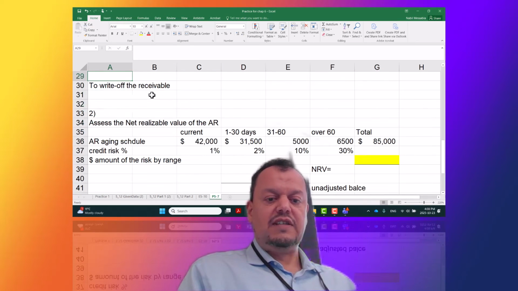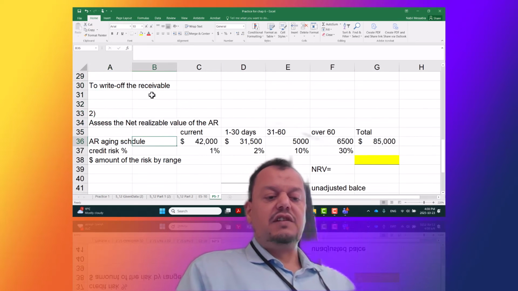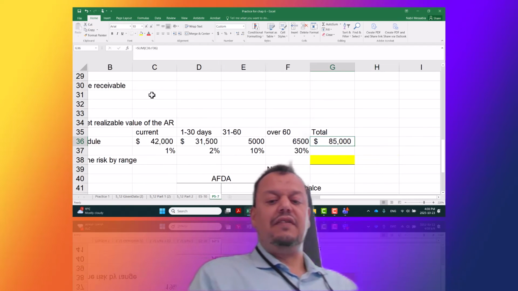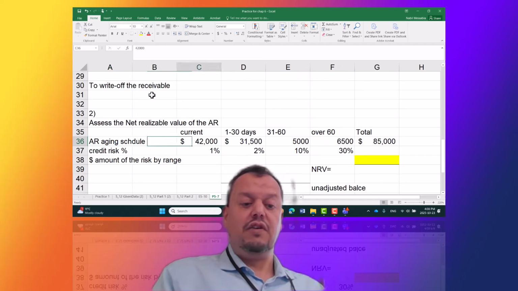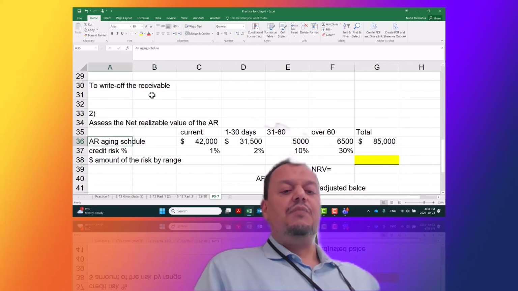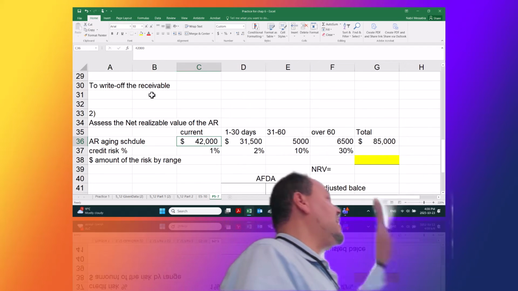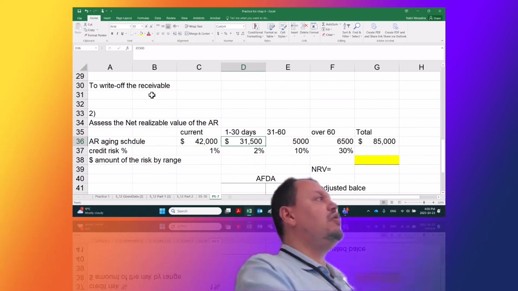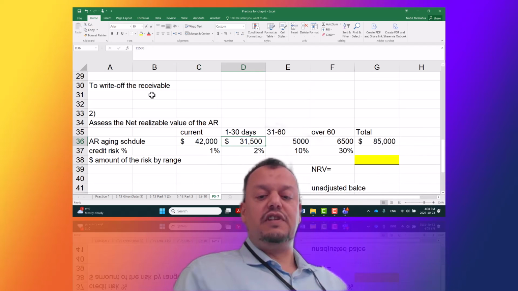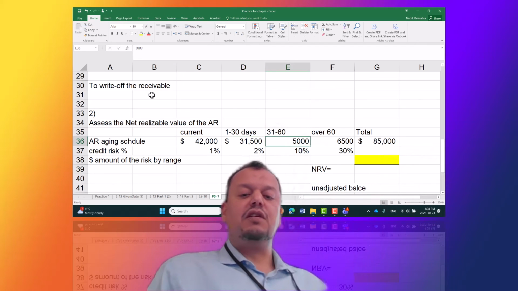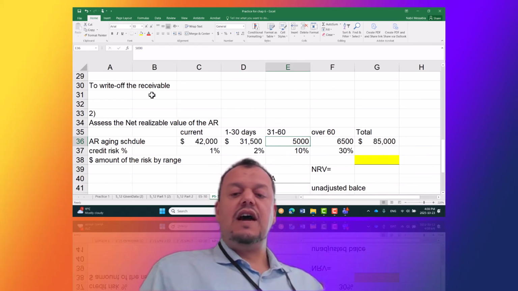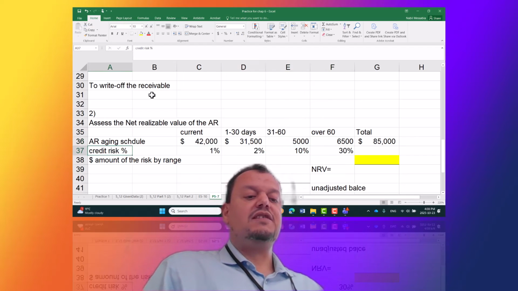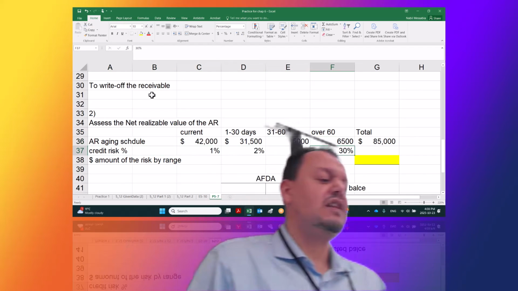I have the schedule here. Accounts receivable aging schedule. They have a total of $85,000 of receivables aging. There are 42,000 which are current, not yet due, 31,500 due 1 to 30 days, and then $5,000 due 31 to 60 days. And over 60 days, $6,500. And this is the credit risk, the percent.